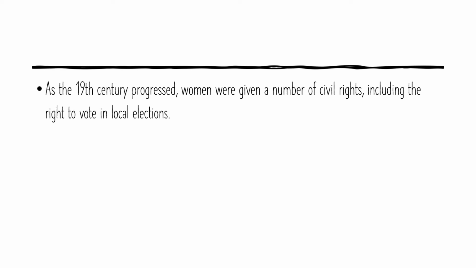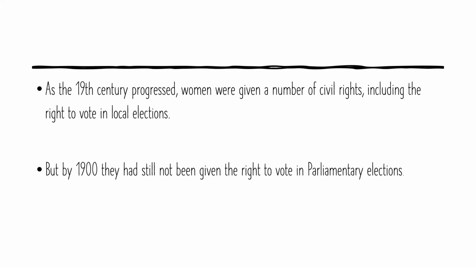And as the 19th century progressed, women were given a number of civil rights, including the right to vote in local elections. So they could vote in their areas where they lived and make a little bit of a change. But by 1900, they still hadn't been given the right to vote in parliamentary elections. And a lot of women were wondering, why couldn't they? Why couldn't they get involved?